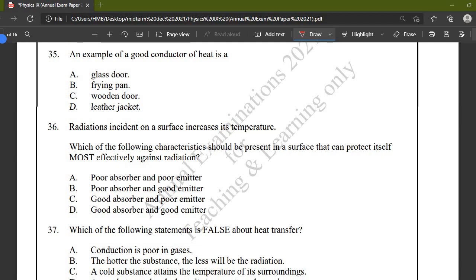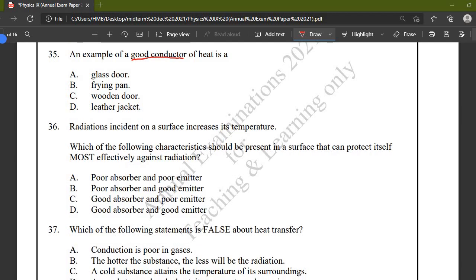The good conductor among those four, we have to identify the good conductor. So a glass door, a wooden door and a leather jacket, these are the insulators, and option B, the frying pan that is used for cooking purposes, is the good conductor. Option B is the right answer.